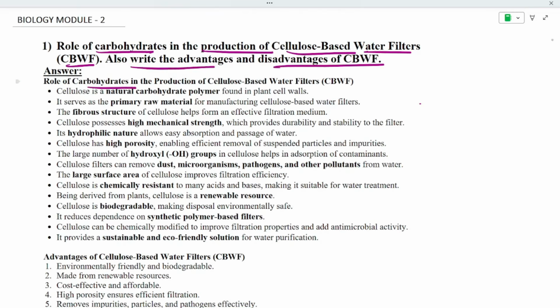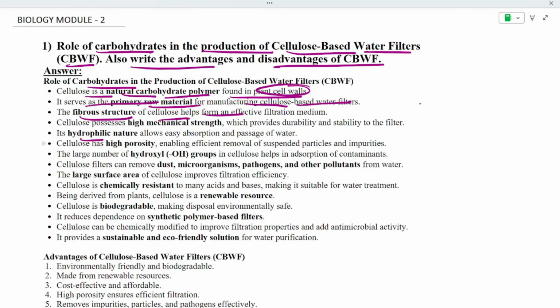What is the role of carbohydrates? It is cellulose. Cellulose is nothing but a natural carbohydrate polymer that is found in plant cell walls. It serves as the primary raw material for manufacturing of CBWF, and the fibrous structure of cellulose helps form an effective filtration medium, and also it has high mechanical strength.